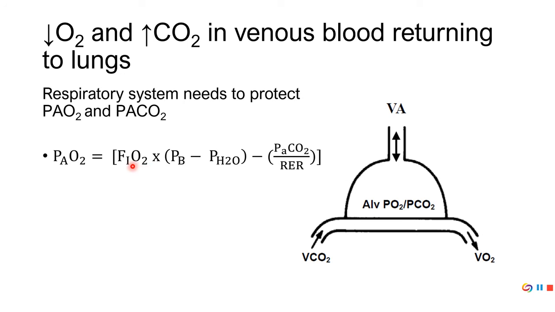So FiO2, that's just the fraction of the inspired oxygen. In other words, what percentage of the air that you're breathing is oxygen? Okay, this is almost always about 21%, unless you're doing a study or something. So that's 0.21 times the barometric pressure. So at sea level, that's 760. And then you have to take into account the pressure of water. We actually humidify the air. We completely saturate it with water in order for gas exchange to occur. And that number is normally 47.